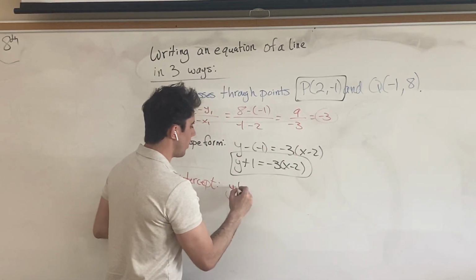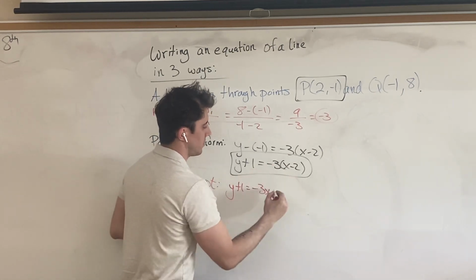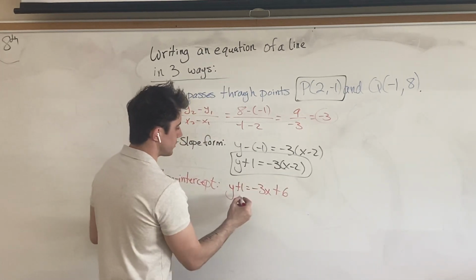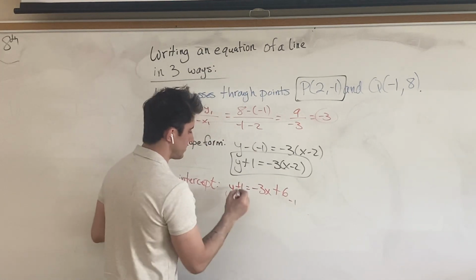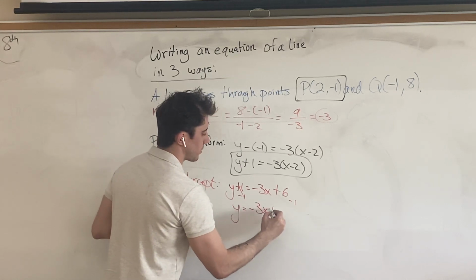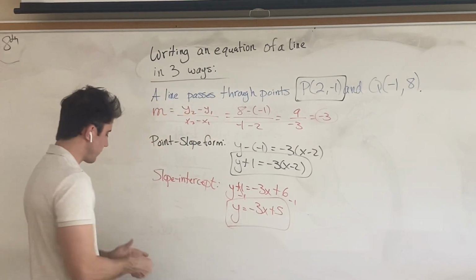So we'll have y plus 1 is equal to, I'll multiply through the brackets, -3x plus 6, right? -3 times -2. And then all we have left to do is subtract 1 from both sides. And we get that y is equal to -3x plus 5. That takes care of slope-intercept form.